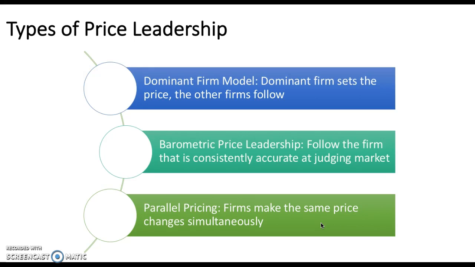Barometric price leadership. This one, it's kind of as a barometer. What they'll do is they'll find out which firm is historically the most accurate, who is the best at judging market conditions, and they will follow them. They'll follow the one that has the most knowledge, that's the most consistent with that knowledge.